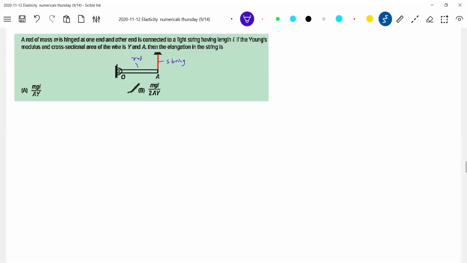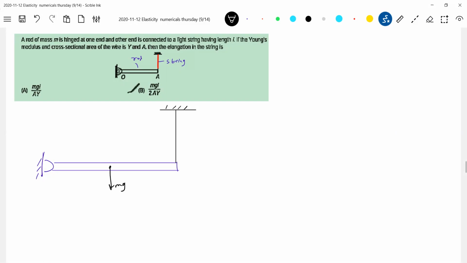So straight away take help of this, and I'll proceed in this way. There's a rod and there's a string. Now the weight of the rod, mg, will act here. So there'll be some reaction and tension in the string, let it be T. It is asking us to calculate the elongation. The string is having length L.